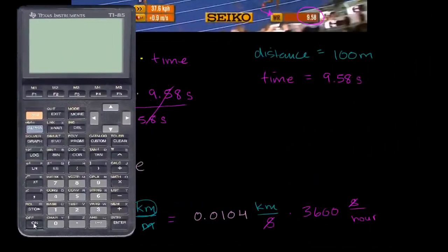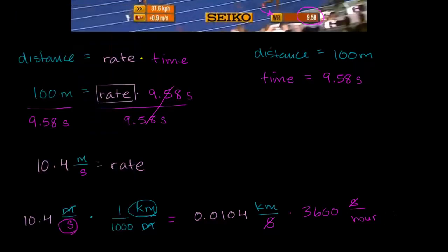So we have 0.0104 times 3,600, which gives us 37.4. So this is equal to 37.4 kilometers per hour. Kilometers per hour. So that's his average speed in kilometers per hour.